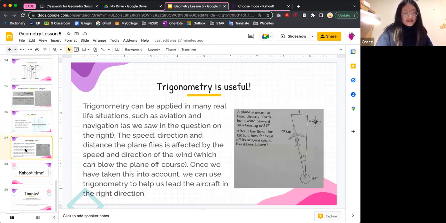Okay, here's just a bit of an application of trigonometry in real life. So remember that plane question that we did earlier? Well, this is just one of the many applications of trigonometry in real life. You know how when planes fly, they have to go in a specific direction, but they can be blown off course by the wind. So they need to take into account the speed and direction of the wind, and then use that to determine what speed and direction their plane should fly in so that they can actually reach their destination. Okay.